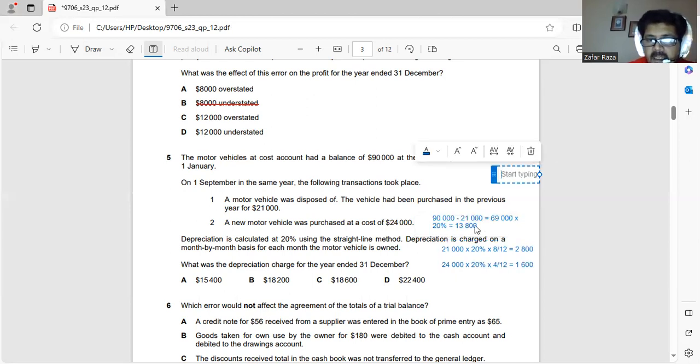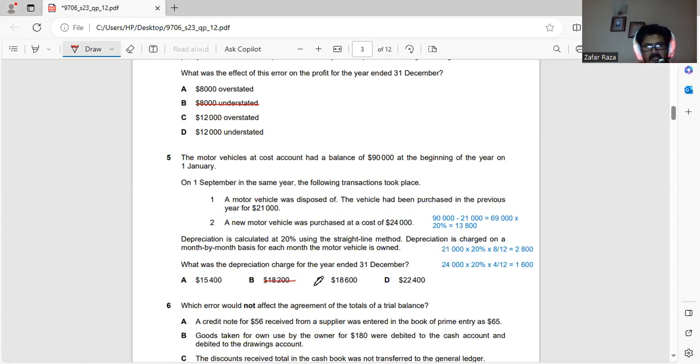So how much depreciation we have calculated? 13,800 for the old one, 2,800 for the machine which has been sold, and 1,600 for the new machine. So that makes 18,200. So this is your answer, B option. Getting my point clear? Okay.